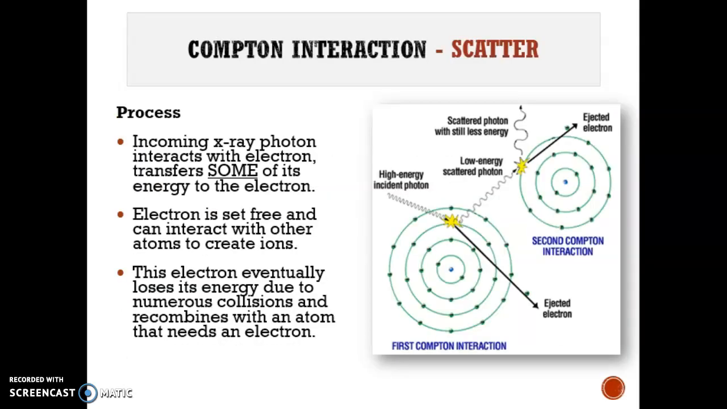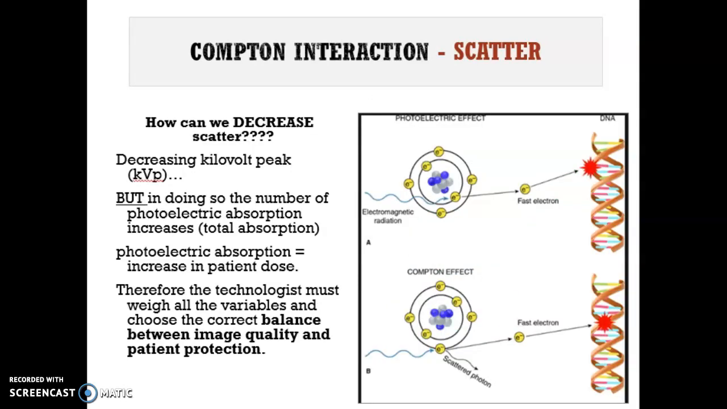With regards to Compton interaction, the process involves an incoming X-ray photon interacting with a loosely bound outer shell electron, transferring some of its energy to the electron and then setting that electron free, allowing that electron then to interact with other atoms and create ions. This electron eventually loses enough energy due to numerous collisions and recombines with another atom that may need an electron.